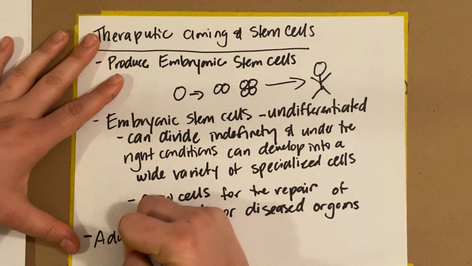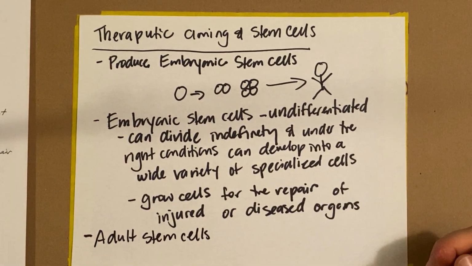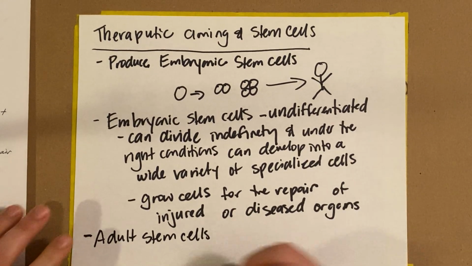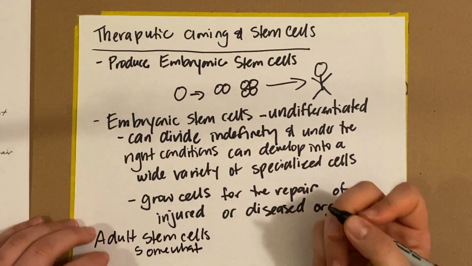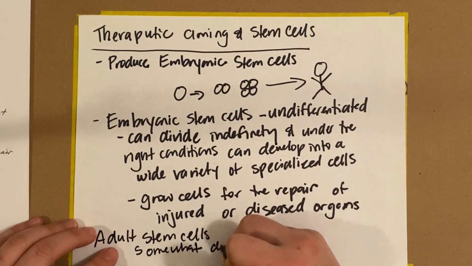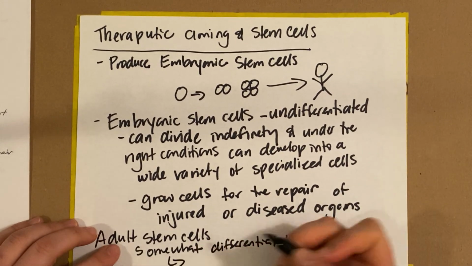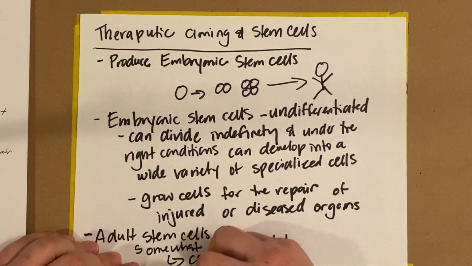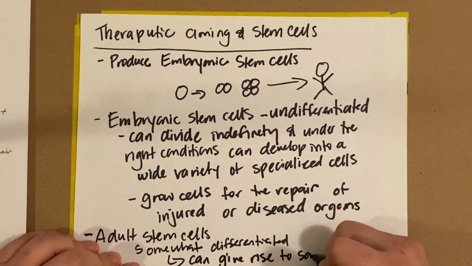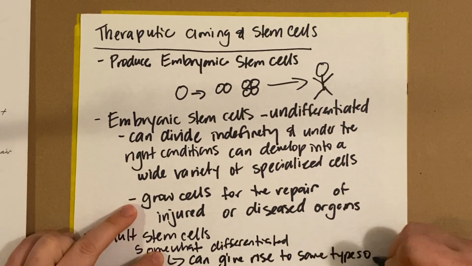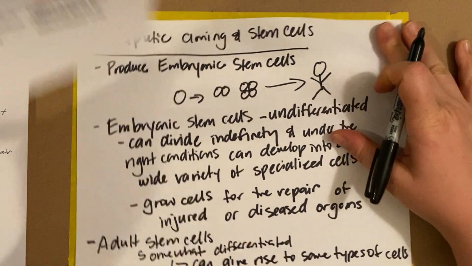So we have adult stem cells. There are certain cells that are present in the adult human body that are somewhat undifferentiated, but they are not embryonic stem cells, so they're not quite as good. And so they can then give rise to some types of cells. So I can show you what this looks like.